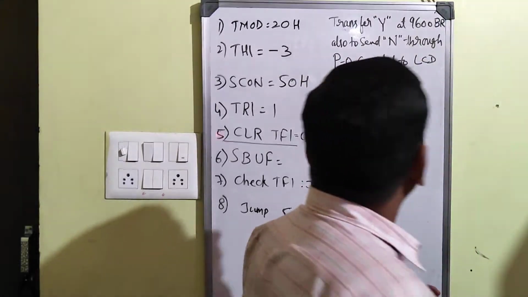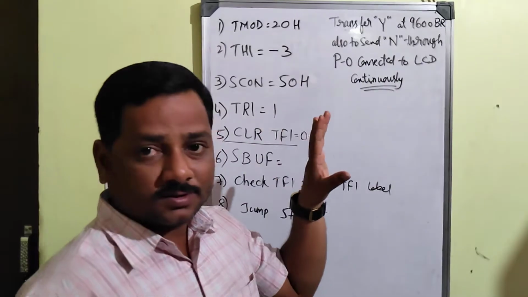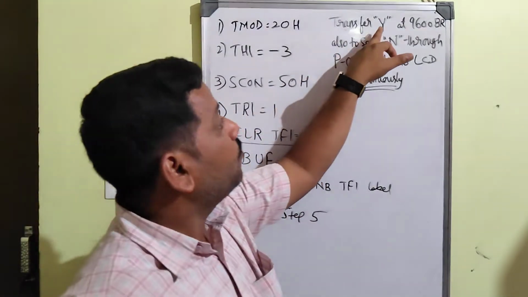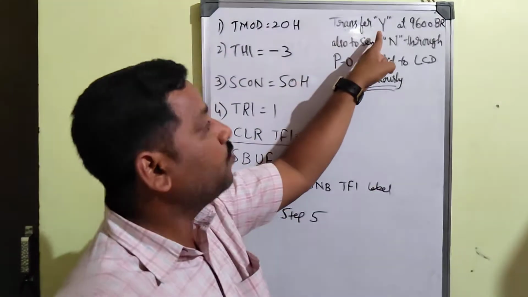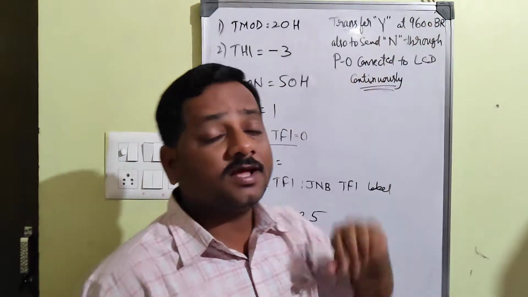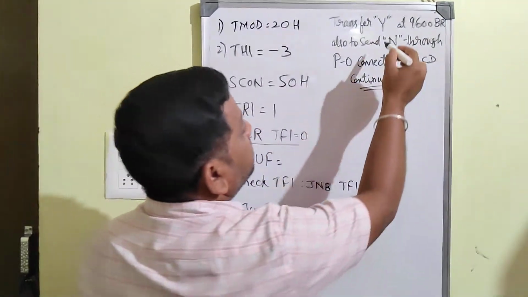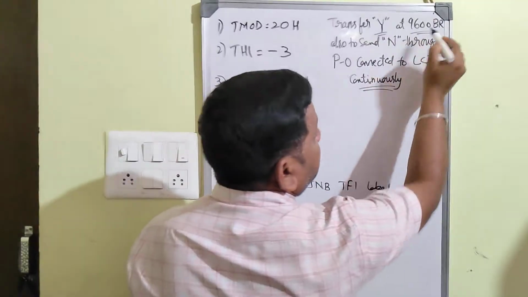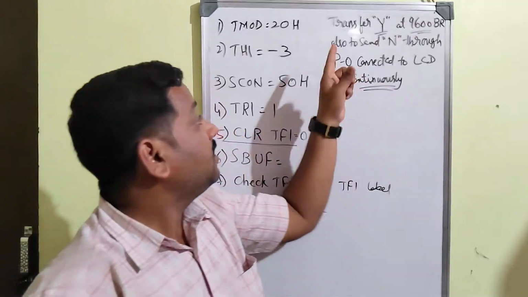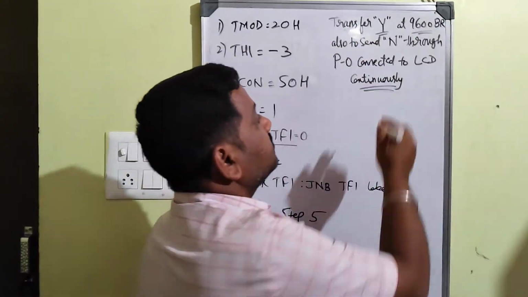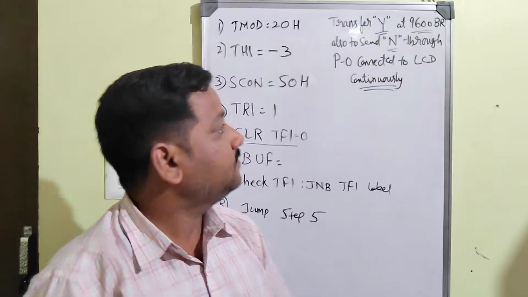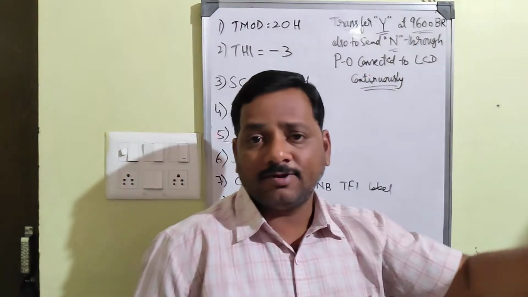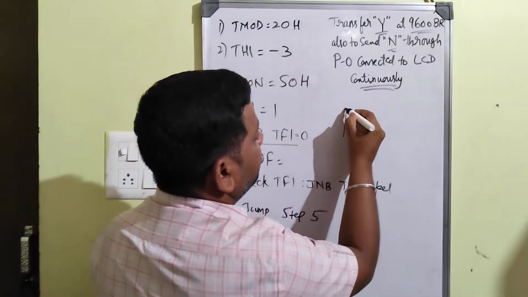Okay. So I have written every question in a shortcut way. You have to write a program to transfer Y, that is a character, serially at 9600 baud rate. So our data is Y, this is the character we need to transfer serially at a baud rate of 9600. So they have mentioned the baud rate. Also to send N. This is another character, another data which is to be transferred through port 0 connected to LCD display. Means we have 8051.